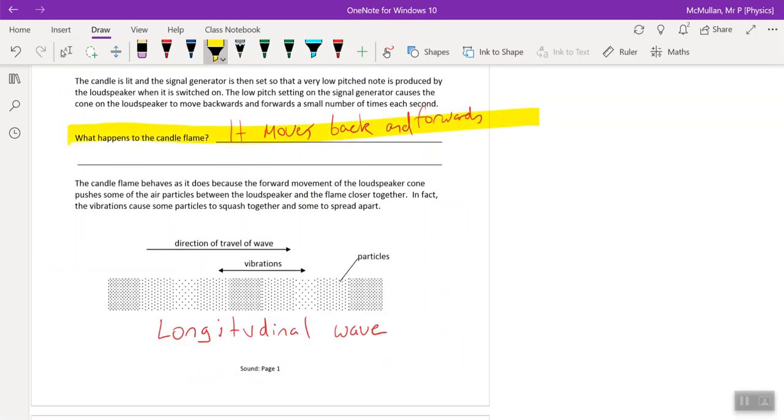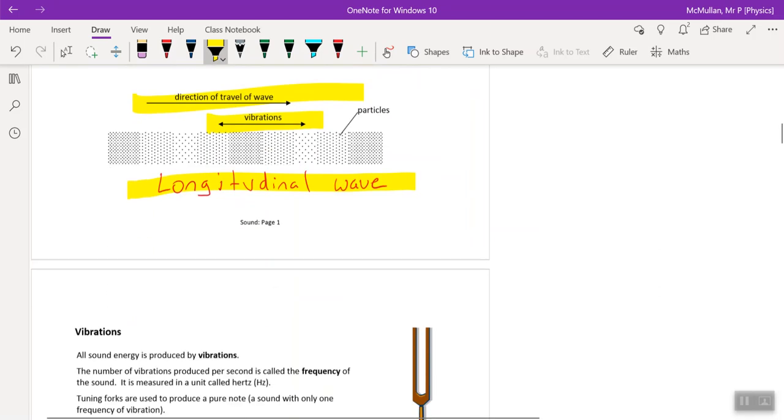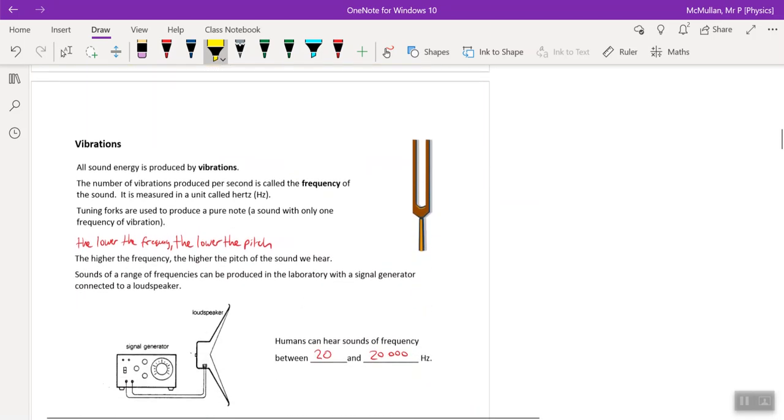The candle flame behaves as it does because the forward movement of the loudspeaker pushes the air particles closer together. And this little diagram here gives us a perfect example of this longitudinal wave. The vibrations are going back and forth and the wave travelling from left to right. Keyword vibrations tells us how these sound waves are created.